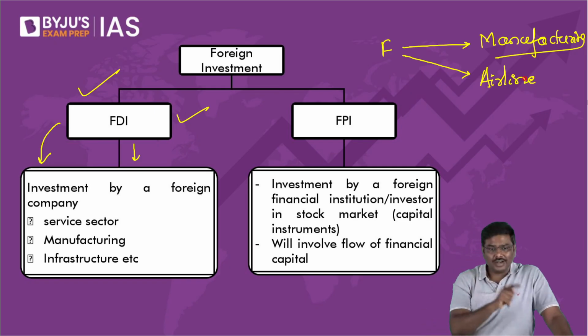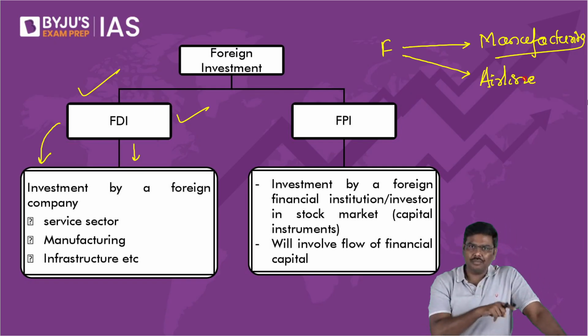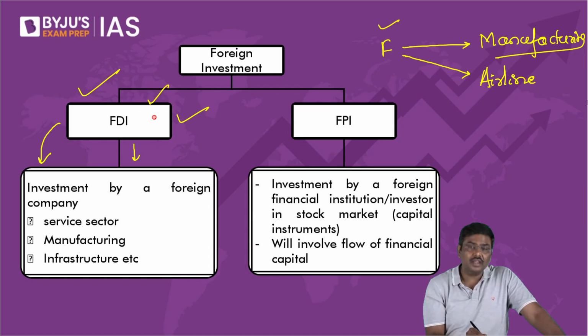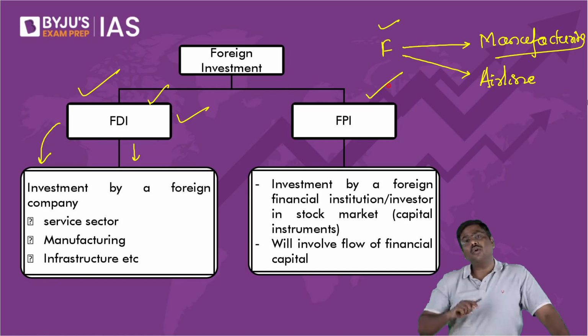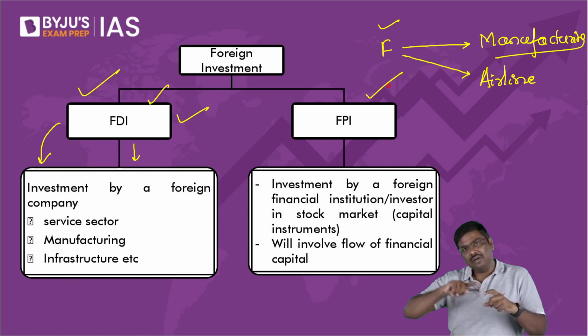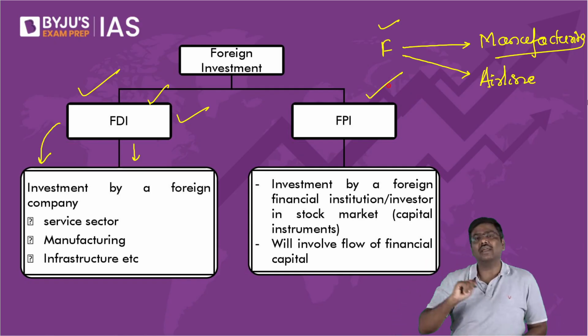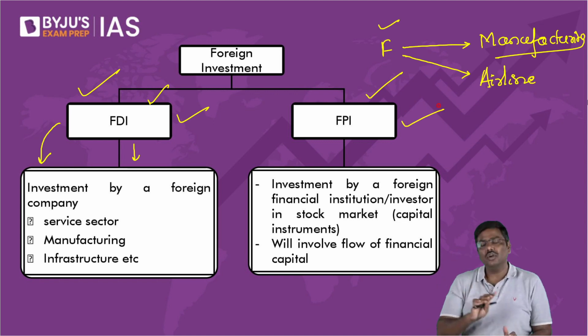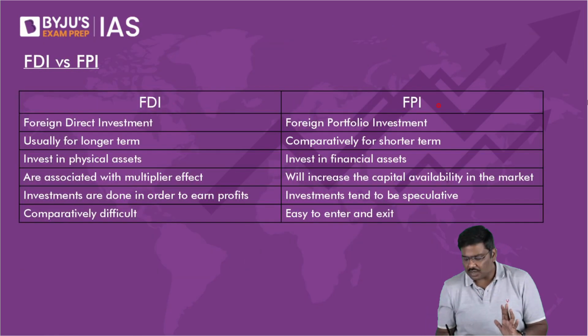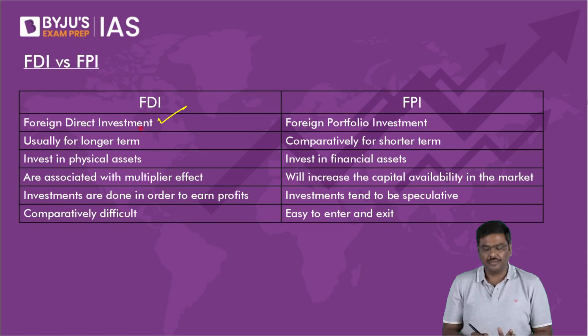So whenever a foreign company brings investment in India and creates assets like this, it is called FDI. On the other side, if foreign investors bring money in India and invest in the stock market, the share market, that is called foreign portfolio investment. Anybody has difficulty in understanding the difference here? Sir, what is the long form? Long form is given here. FDI stands for foreign direct investment, FPI stands for foreign portfolio investment.